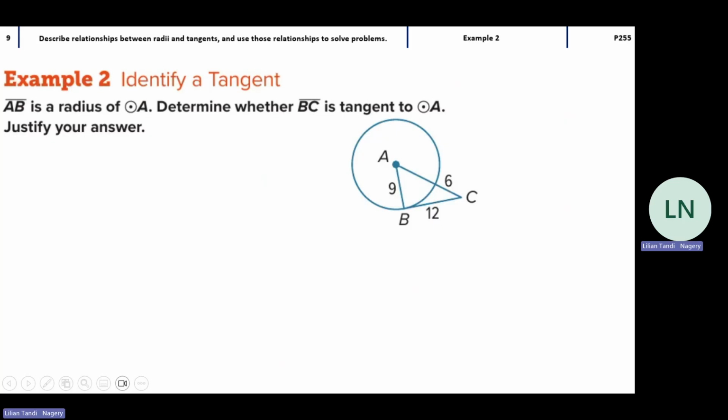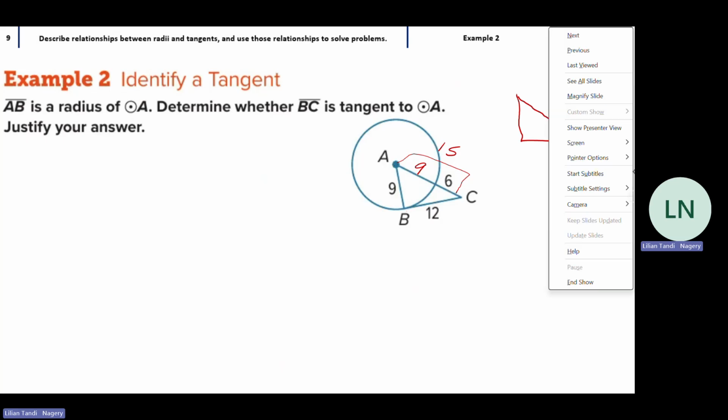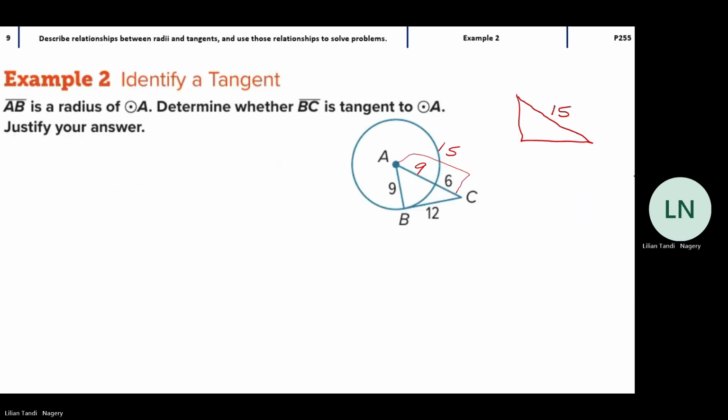Now, what do you notice here? You have a radius from A to B, and this radius does not have a number, so you put 9. And what is 9 plus 6? 9 plus 6 is 15. So now I have my triangle. I have 15 here. Let me just confirm. Okay, I am correct. This is 9 here, and this is 12 here.